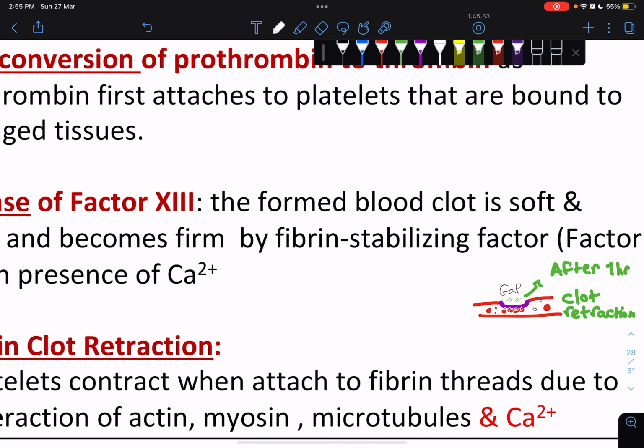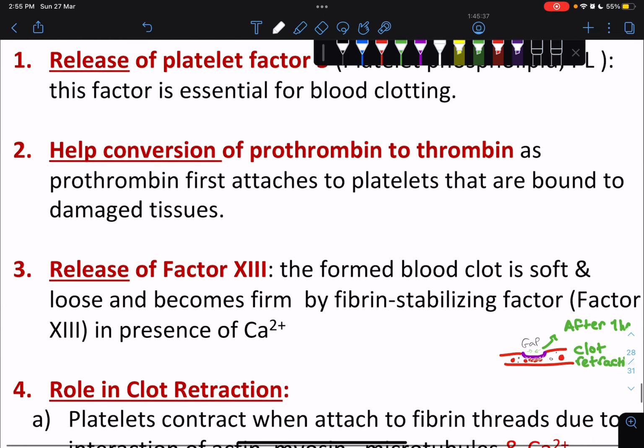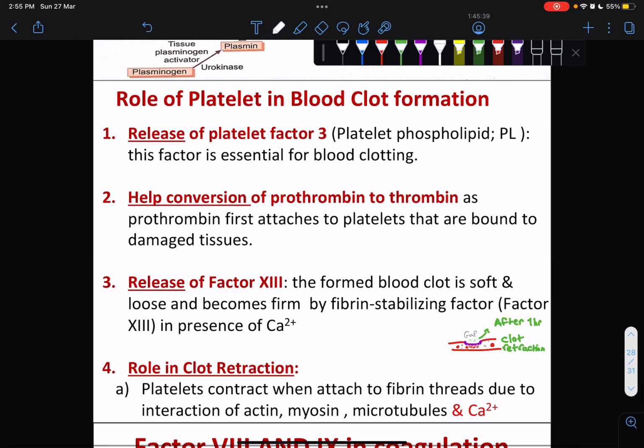What do you call it? Hemophilia B. And there is another name of the disease called Christmas disease. Why are you calling it Christmas disease? Because it is named after the first patient. So this disease is Christmas disease. This is what you need to know.